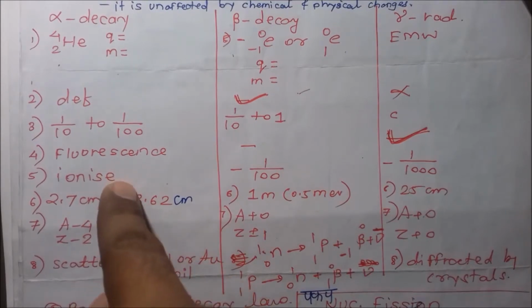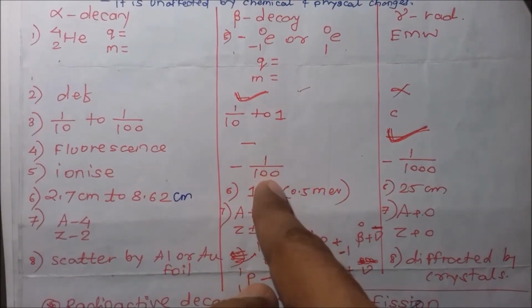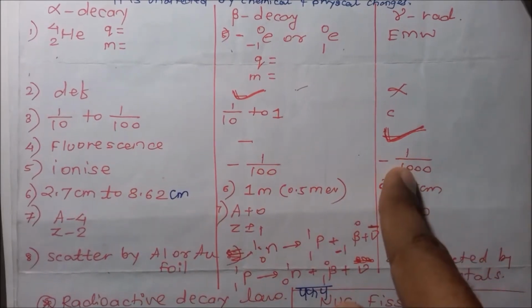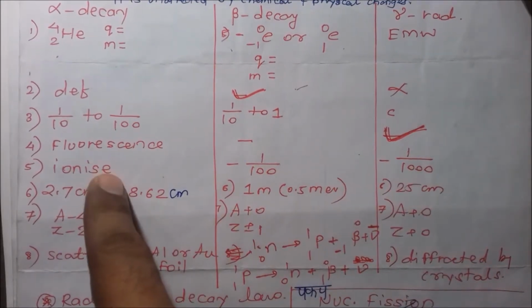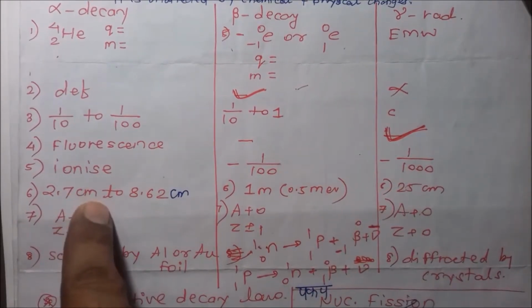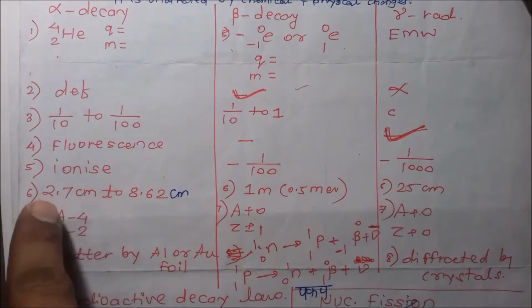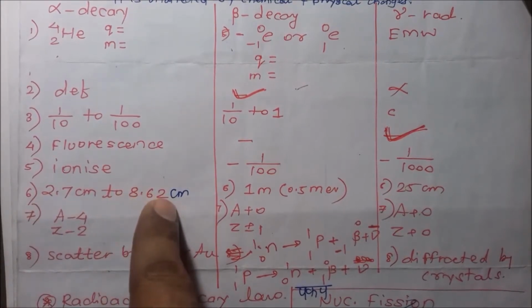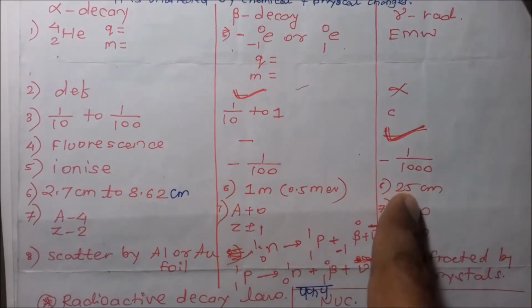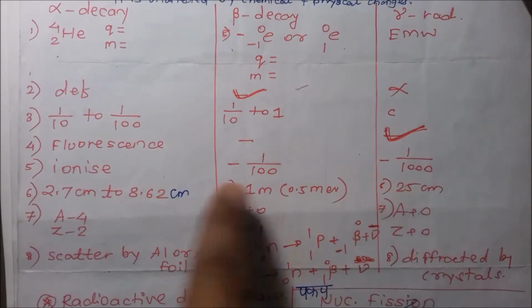Alpha has maximum ionizing power. Beta's ionizing power is one hundredth of alpha particle, and gamma's ionizing power is one thousandth of alpha particle. Penetration power is maximum for gamma, minimum for alpha. Alpha can only penetrate 2.7 to 8.62 centimeter in air. Beta can penetrate 1 meter in air. Gamma can penetrate 25 centimeter in iron.